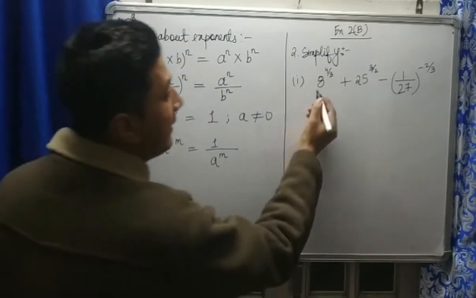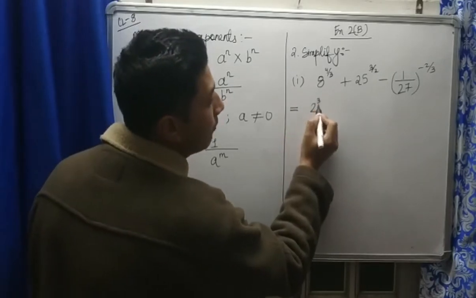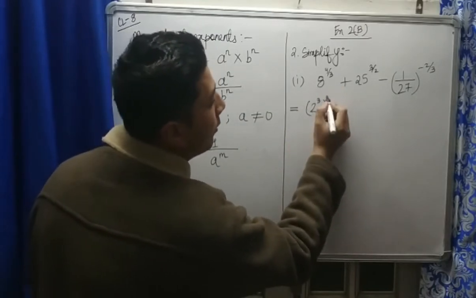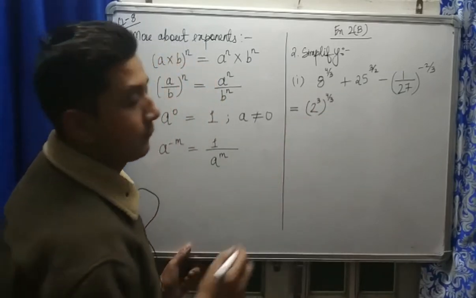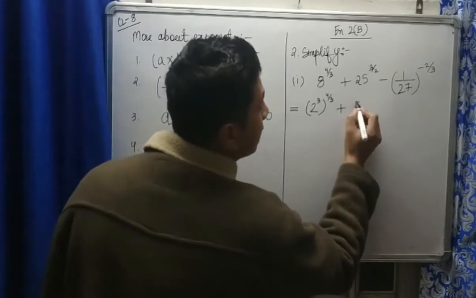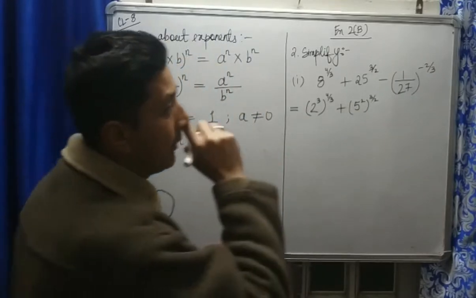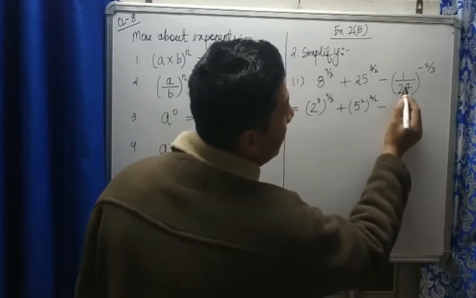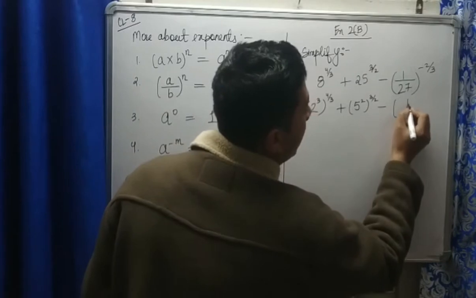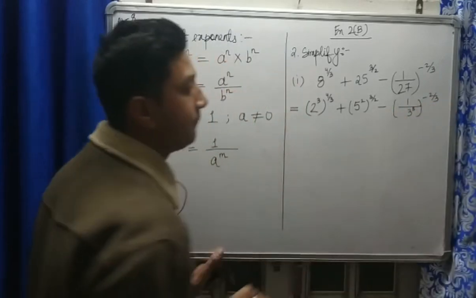Now what is 8? I can write 8 as 2 cube. We know 8 is 2 cube. Multiply 2 three times, you'll get 8. So in place of 8, I'm writing (2 cube) whole to the power 4 by 3. Plus 25. 25 means 5 square. So this is (5 square) whole to the power 3 by 2. Clear with this? And then minus, see, this is 1 by 27. So how can I write this? 1 by 27 means (3 cube) whole to the power minus 2 by 3.